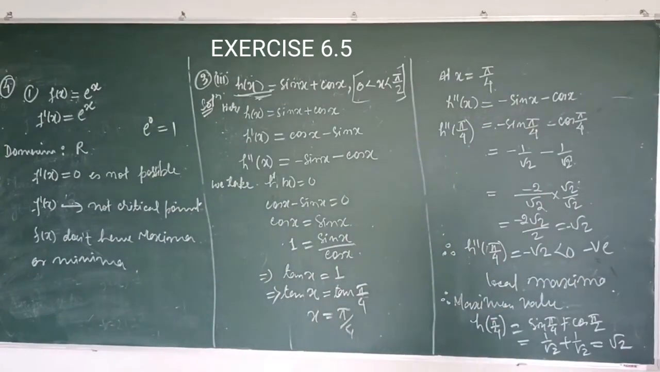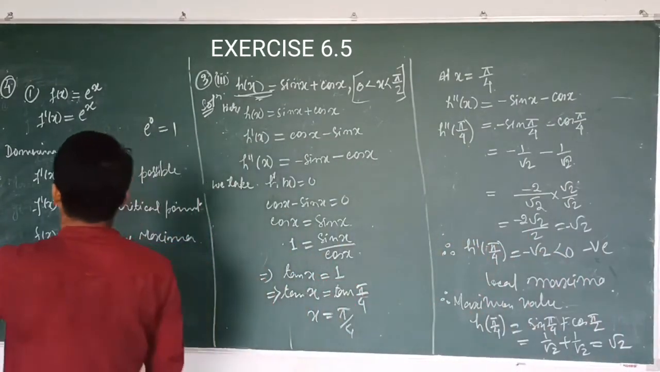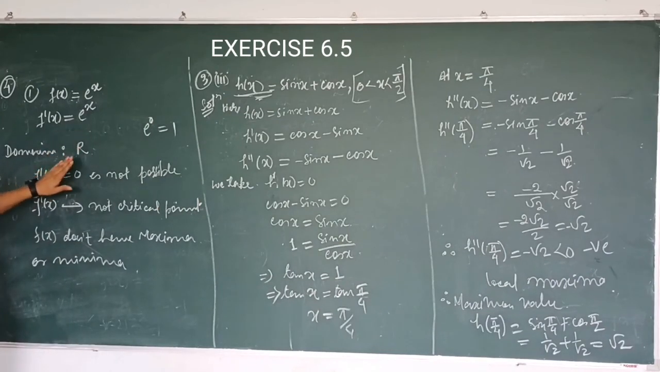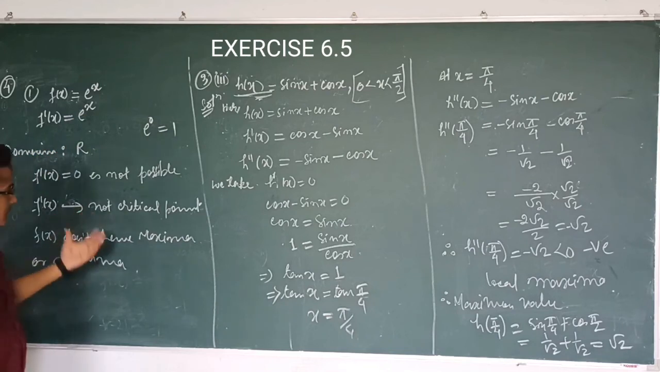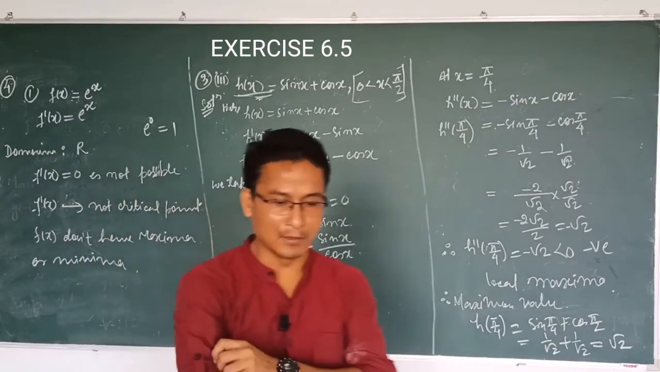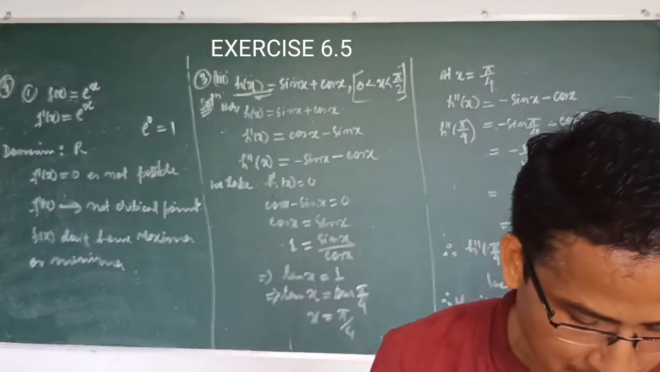So it is very simple, just look at the function and its domain. After putting in the domain, if you never get 0, then we simply write that this is not possible because f dash x does not have a critical point. Any value of x you put here, you never get 0. Clear? In this way you simply have to write it. No problem.